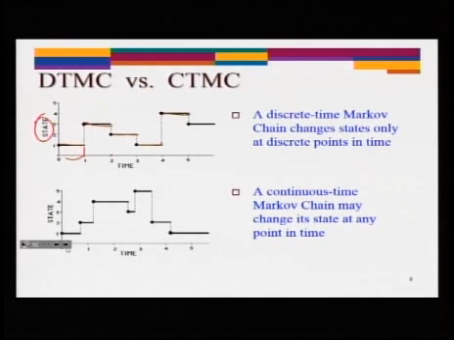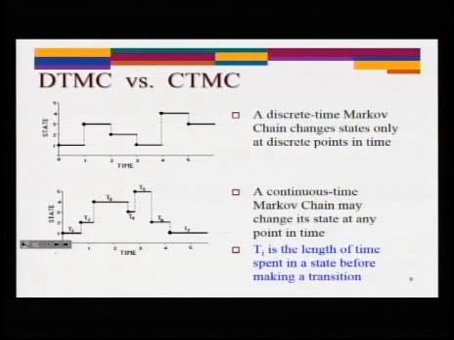But here, for the continuous time Markov chain, those changes can be made at any point in time. Let's say, after 45 minutes, the state has been changed. And then, let's say, 15 minutes later, again, the state has been changed. And then, like, 1.5 hours later, the state has been changed. Okay? So, in the continuous time Markov chain, the transit points are not necessarily integer values. Yeah, the transit points don't have to be integers.